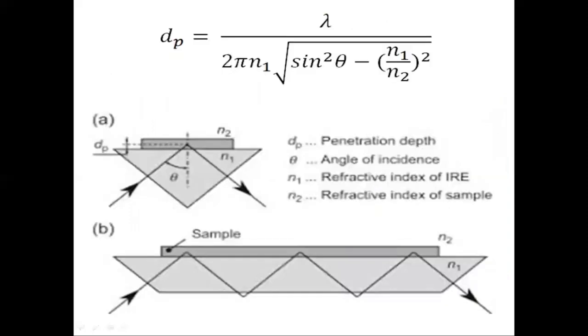Here, the depth of penetration can be calculated, which is directly proportional to the wavelength of the IR radiation and the refractive indices of your sample and the ATR crystal. This theta is the angle of incidence. So actually this wavelength of absorption is directly proportional to the depth of penetration.